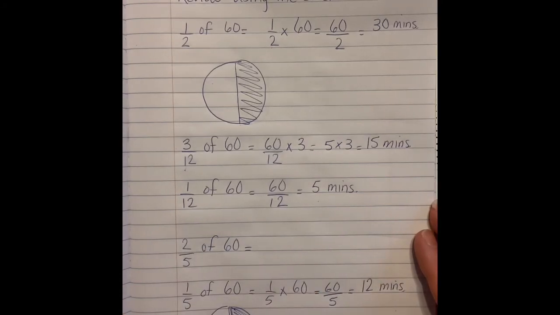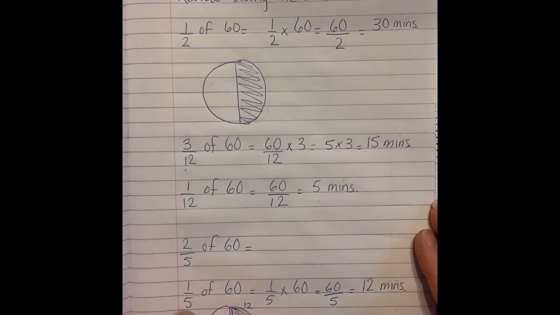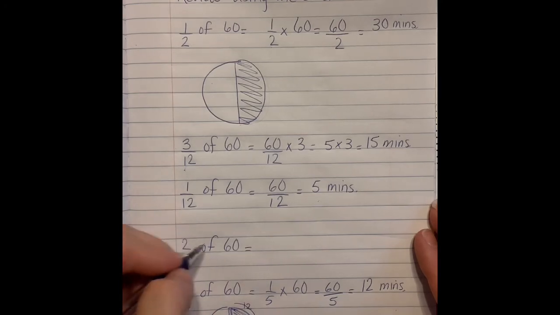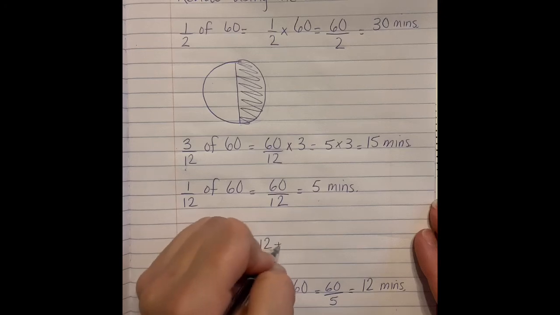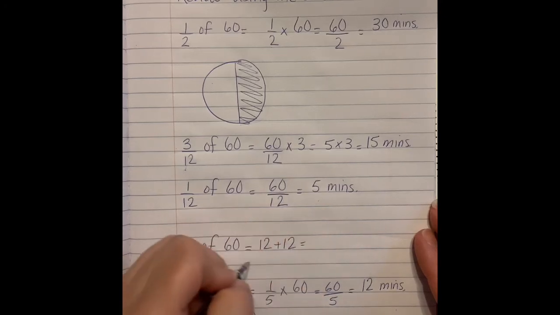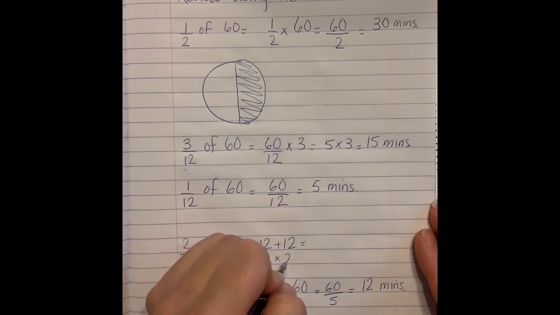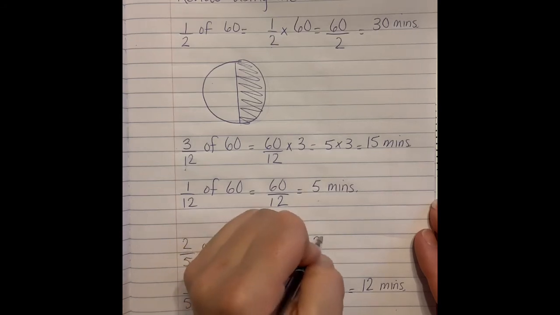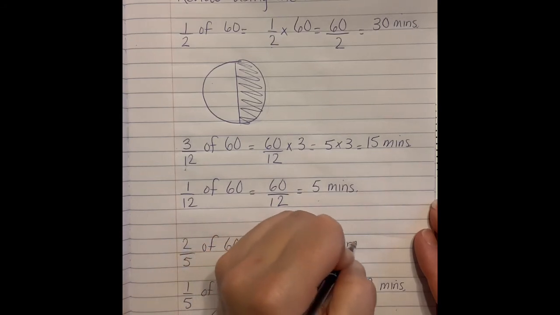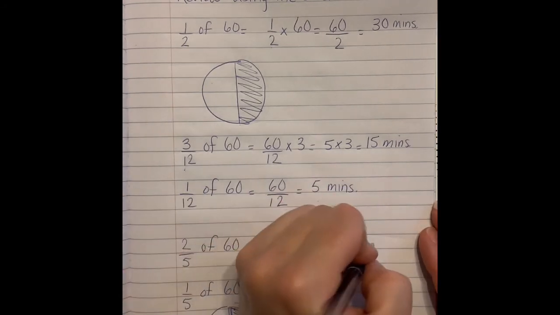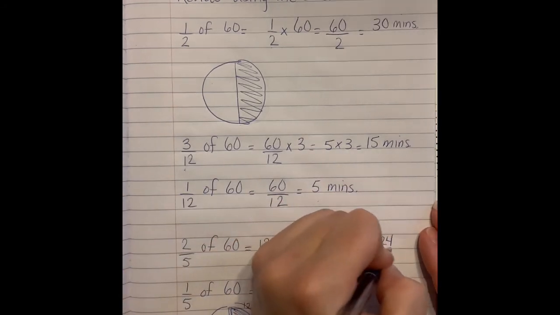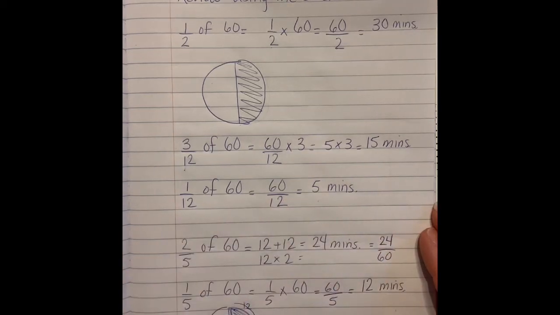So if one of these is equal to 12 minutes, how much would 2 of them be equal to? 12 plus 12 equals 24, or 12 times 2. If I were to write that back into fraction form, it would be 24/60ths.